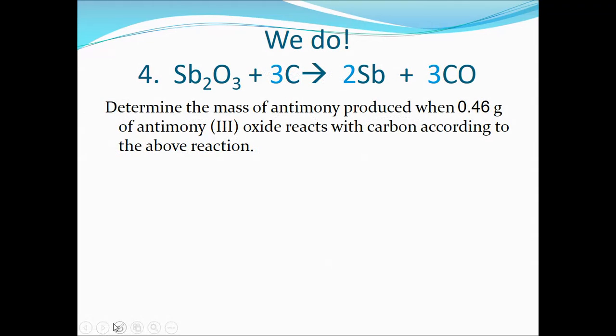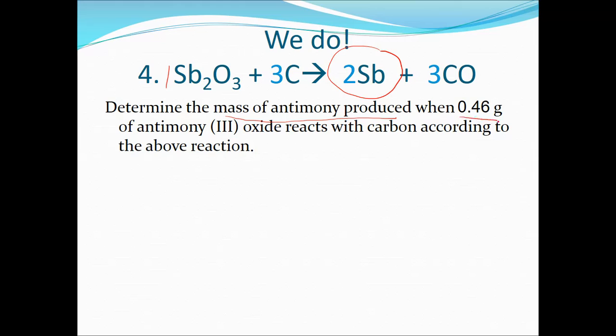So let's look at a couple of examples. For these examples, I have already taken the time to balance the equations so that we can focus mainly on the setup and how to get these answers. So number 1, or 4 actually in your notes, if you have your fill-in sheet, it's numbered number 4. It says determine the mass of antimony produced. So it's asking us to find the grams of Sb.